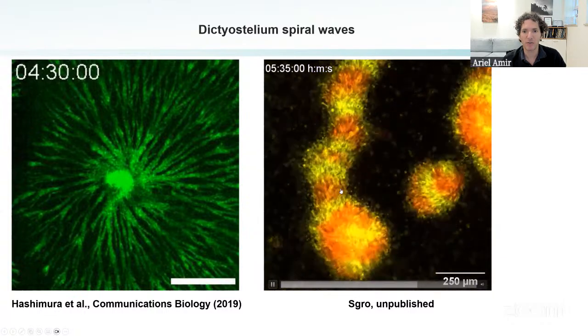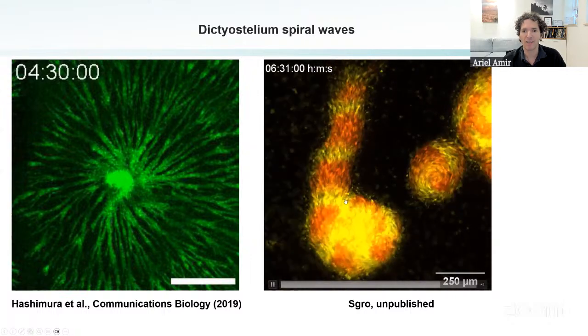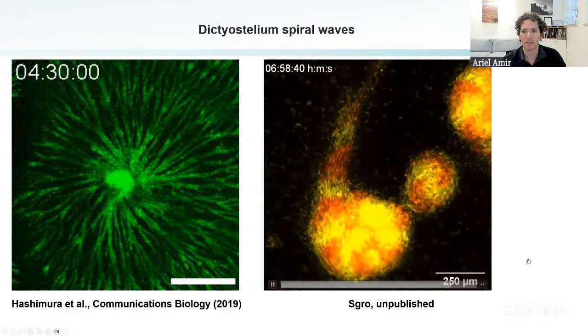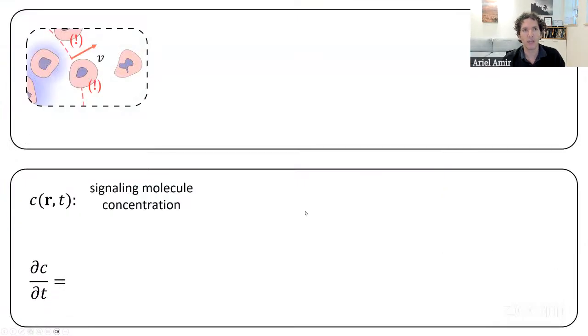This is the signaling information, and they follow the signals and collect at a particular point in space. Okay, so we have a similar problem, and we'd like to model. And so here is the model again for the neutrophils. C of r and t will be the concentration of LTB4 in space and time.